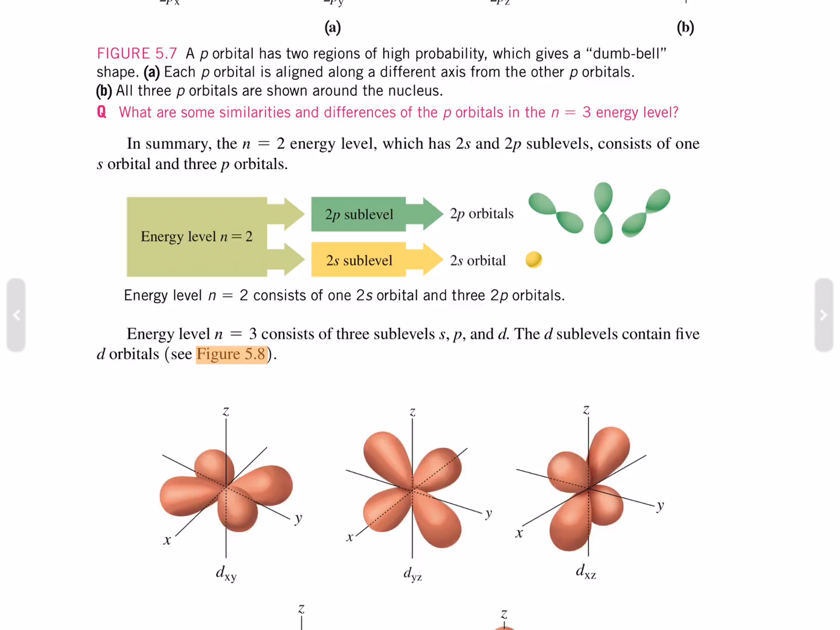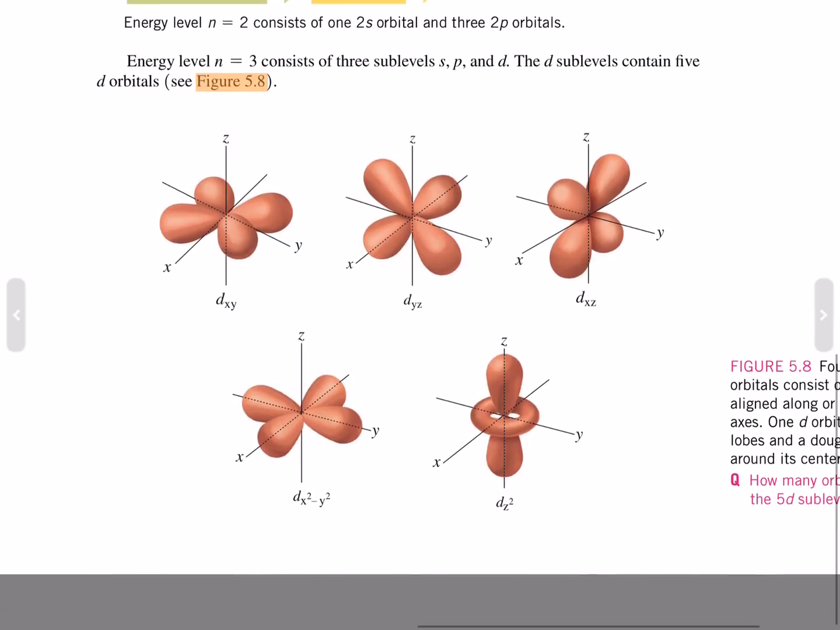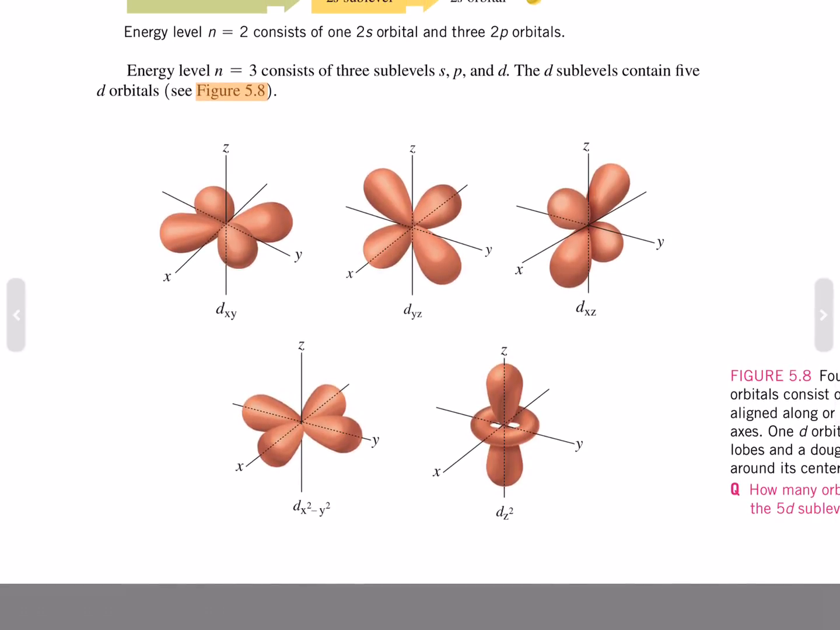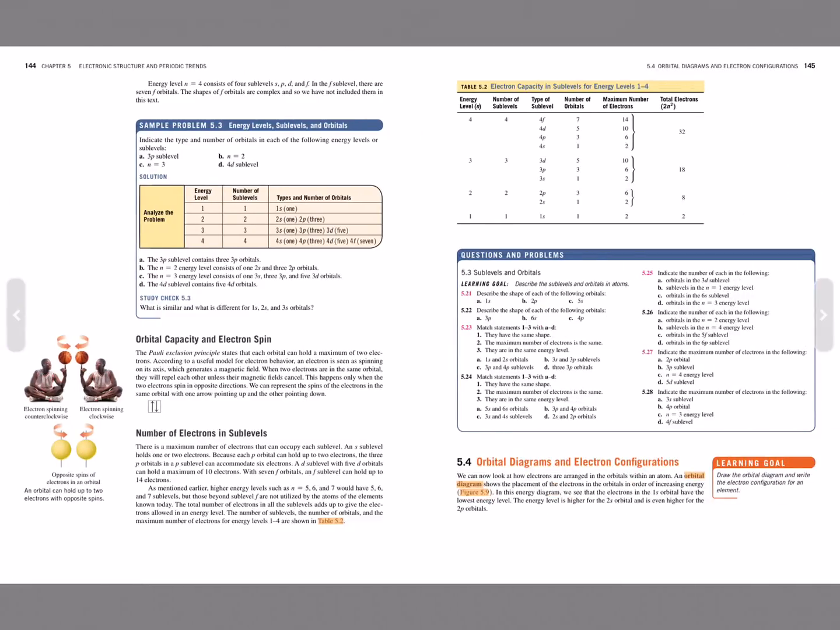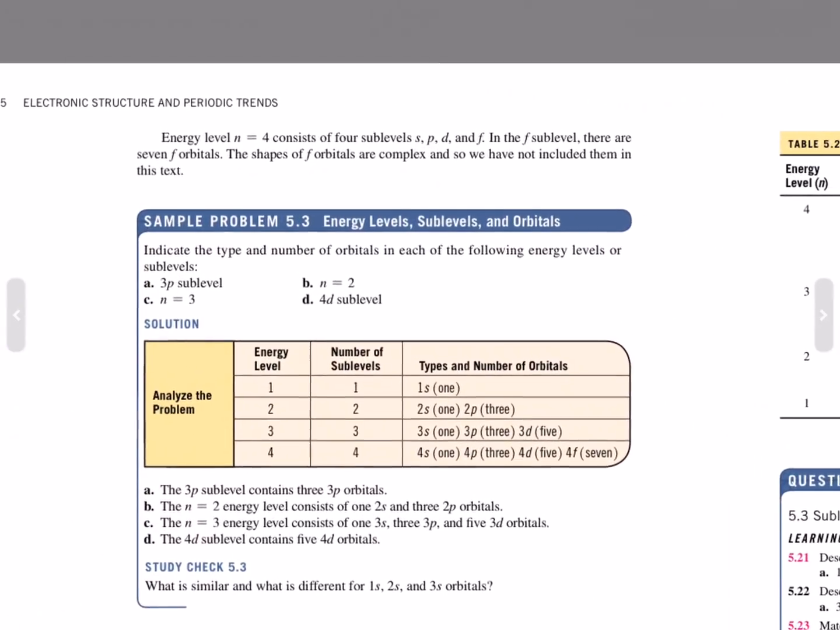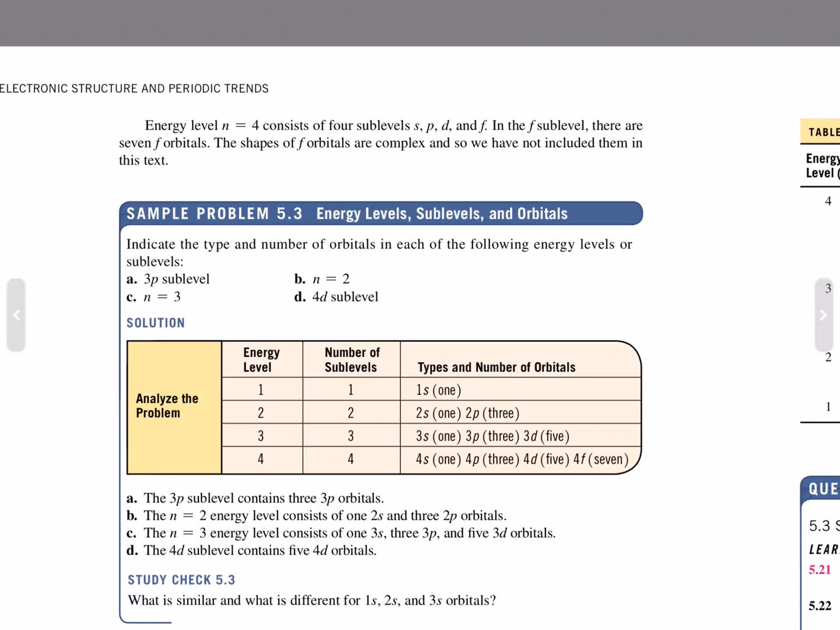In summary, the n equals 2 energy level, which has 2s and 2p sublevels, consists of 1 s orbital and 3 p orbitals. Energy level n equals 3 consists of 3 sublevels, s, p, and d. The d sublevel contains 5 d orbitals, which gets a little crazy. Energy level n equals 4 consists of 4 sublevels, s, p, d, and f. In the f sublevel, there are 7 f orbitals. The shapes of the f orbitals are complex, and so we've not included them in the text.